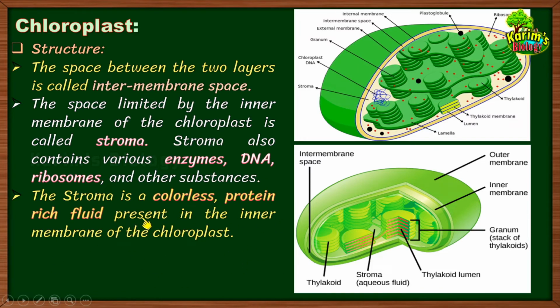Okay, so the stroma is colorless. It is a colorless, protein-rich fluid present inside the inner membrane of the chloroplast. Now you may get a doubt. If the stroma is colorless, why is the chloroplast appearing green in color? That's also an important thing to know, right? When the stroma is colorless, where is that colored pigment present? We will be discussing it shortly.